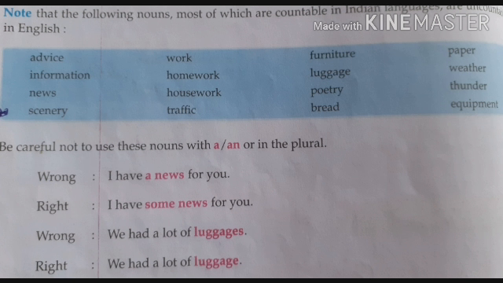So if you want to tell about news, you can use "I have some news for you." Wrong: "We had a lot of luggage." As you know, what do you mean by luggage? Luggage is a collection of goods. So we say "We had a lot of luggage," not luggages, because luggage is a collection. No need to use -es in these words. We had a lot of luggage.